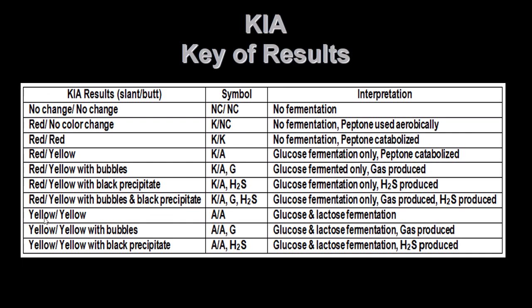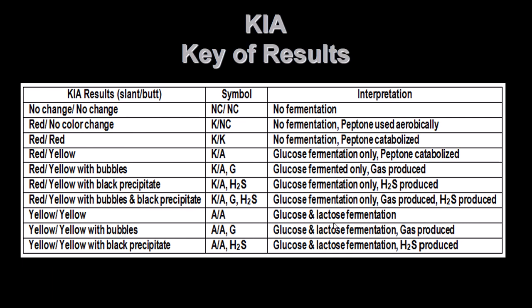So here the yellow over yellow, that means fermentation, as simple as that. We put that A over A, that means acid at the slant and acid at the bottom. Here glucose, and here lactose is fermented. And so usually it starts with the glucose and then goes into the lactose. So glucose and lactose are fermented.